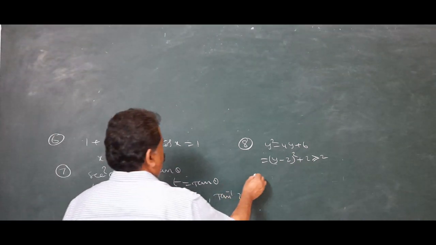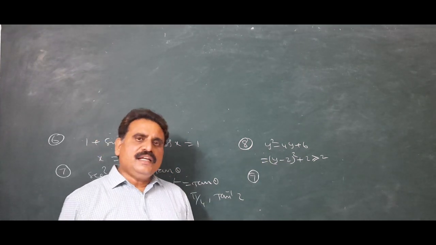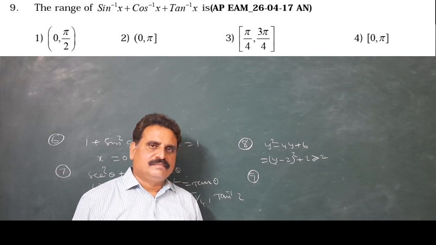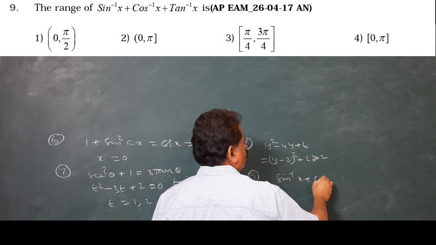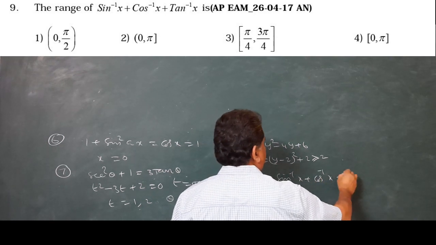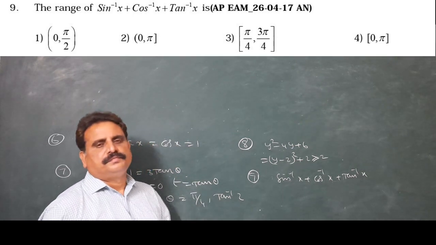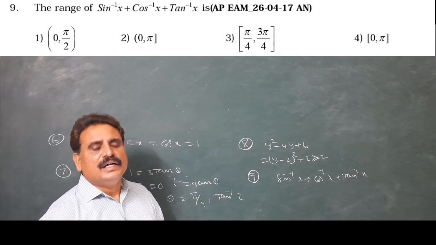Now question number 9. It's a very interesting question. Sin inverse x plus cos inverse x plus tan inverse x. Sin inverse x plus cos inverse x is pi by 2. Tan inverse x is also there. So first of all, you have to find the domain of that.